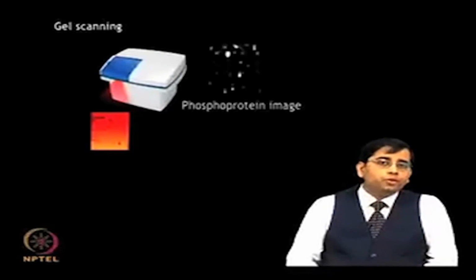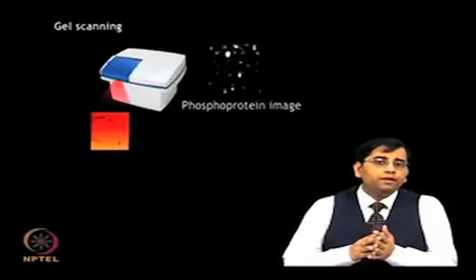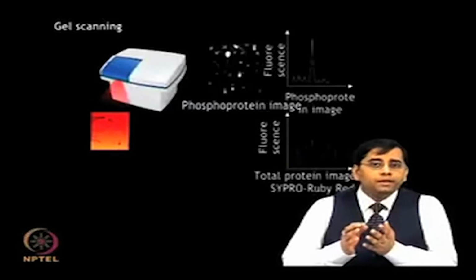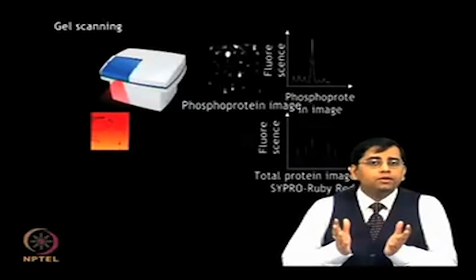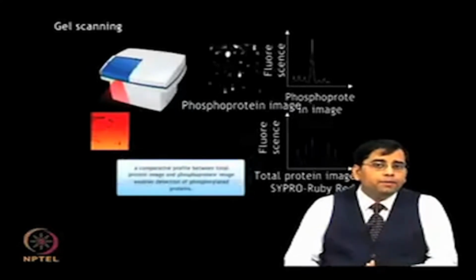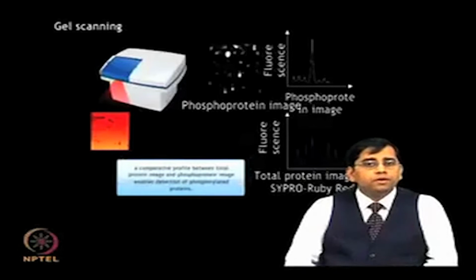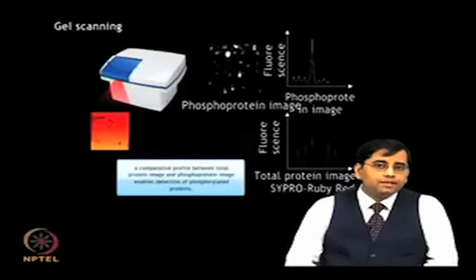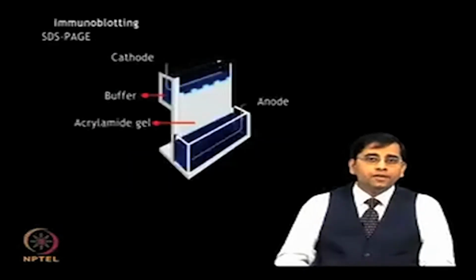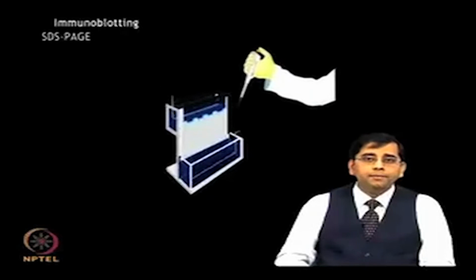This dual staining procedure provides a useful comparative profile of the phosphoproteins and total proteins on the gel and enables detection of phosphorylated proteins. Protein phosphorylation is widely detected using immunological or enzymatic techniques.